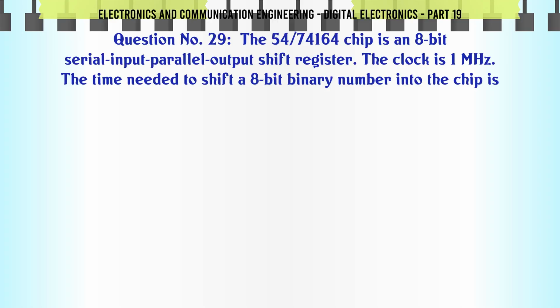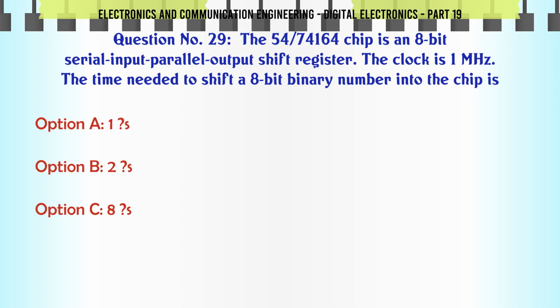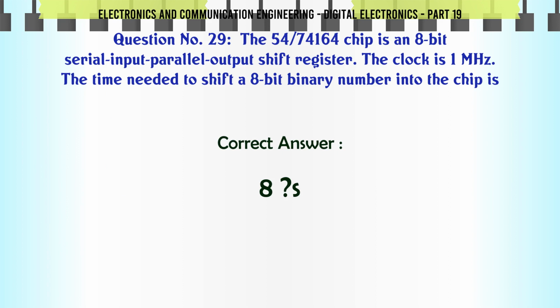The 74164 chip is an 8-bit serial input parallel output shift register. The clock is 1 MHz. The time needed to shift an 8-bit binary number into the chip is: A. 1 µs, B. 2 µs, C. 8 µs, D. 16 µs. The correct answer is 8 µs.